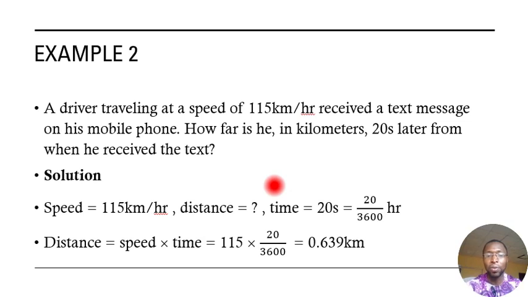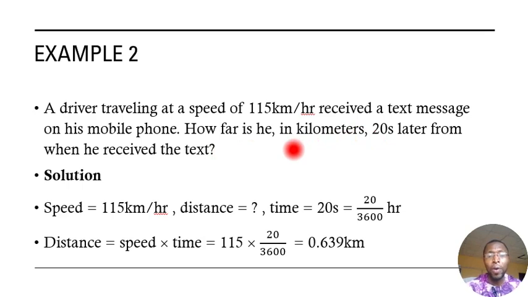Let's take another question. It says a driver traveling at the speed of 115 kilometers per hour received a text message on his mobile phone. Of course, as a good driver, you're not allowed to be pressing your phone. However, you cannot stop a message from entering your phone. How far is he in kilometers 20 seconds later from when he received the text? Okay, so we have to find the distance he covered 20 seconds after he received the text.